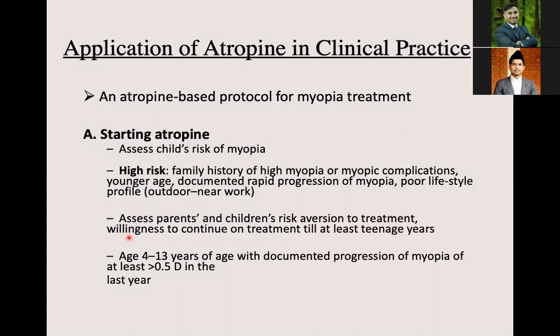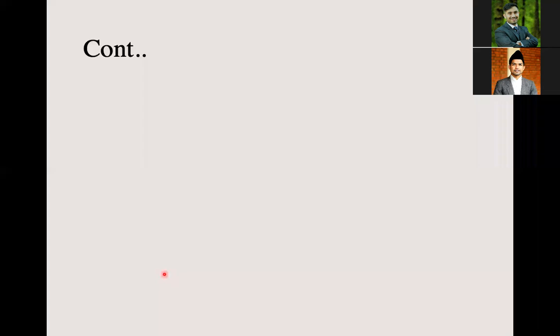Normally we take children from the age group of 4 to 13 years, who have myopia progression of greater than 0.5 diopter compared to last year. That means a child of these age groups with a per year increase in myopia greater than 0.5 diopter is enrolled in our atropine myopia progression control study.